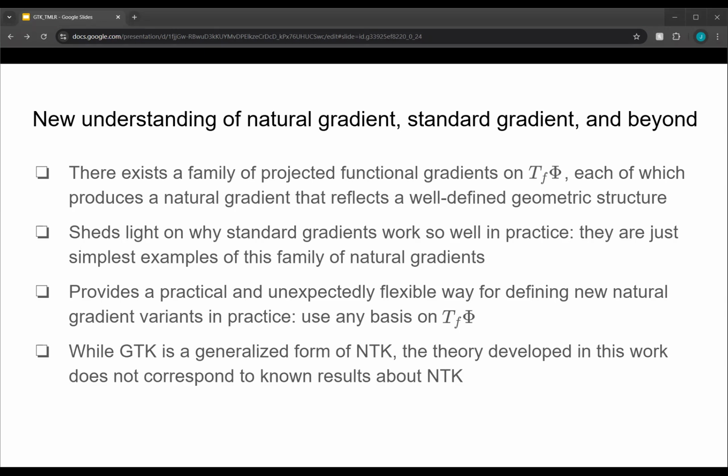It is also worth noting that while GTK is a generalized form of NTK, the theory developed in this work does not correspond to any known results about NTK.